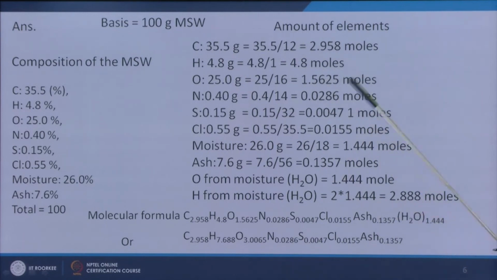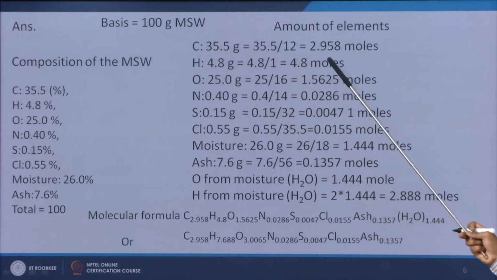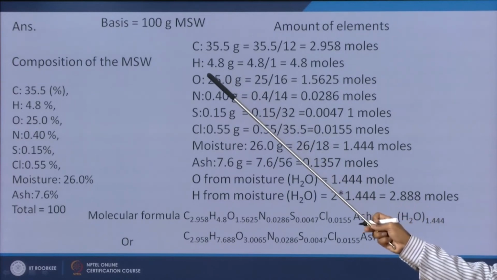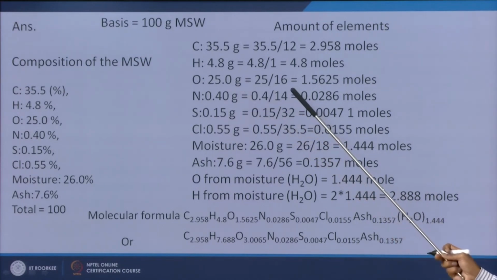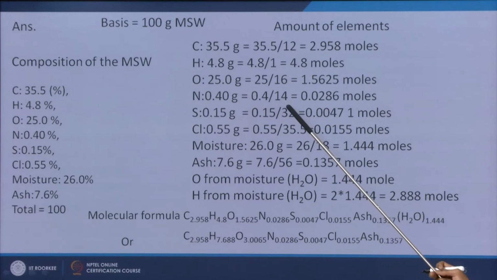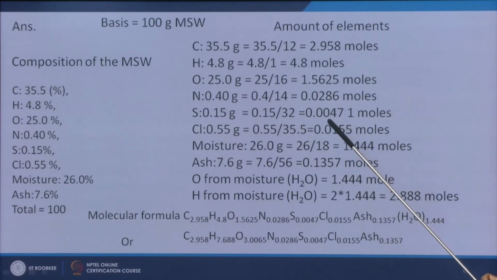We will convert it into moles, just like the previous problem, just divide it by the molecular weight. So, carbon 35.5 by 12, 2.958 moles. Hydrogen 4.8 divided by 1, 4.8 moles, and oxygen 25 by 16, so we are getting 1.5625 moles. For nitrogen 0.4 by 14, so 0.0286 moles. For sulfur 0.15 divided by 32, that is equal to 0.00471 moles, and for chloride 0.55 divided by 35.5, so it is 0.0155 moles. Moisture 26 divided by 18, so 1.444 moles. For ash 7.6 divided by 56, that is 0.1356 moles.